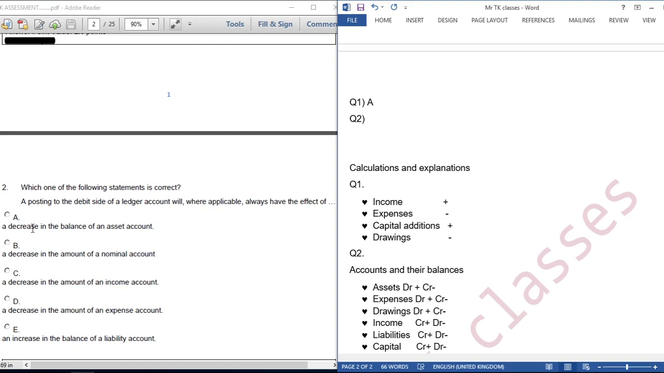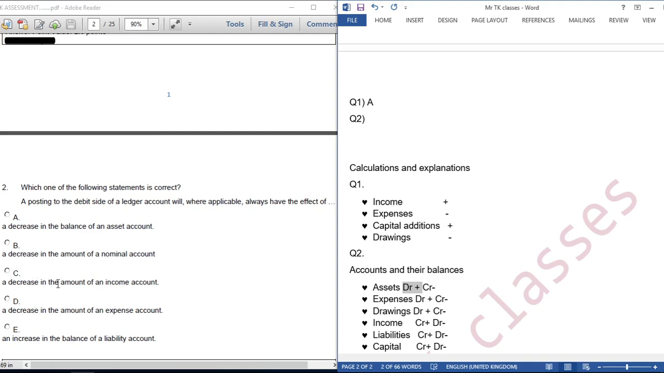A decrease in the balance of an asset account. Let's go back to the question. A posting to the debit side of a ledger account will, where applicable, always have the effect of. So we are just looking at the debit side of each and every account here. A decrease in the balance of an asset account. If we post to the debit side, does it result in a decrease? No, this is wrong. A decrease in the amount of a nominal account. Which nominal account is this one? Let's leave it. Let's go to C.